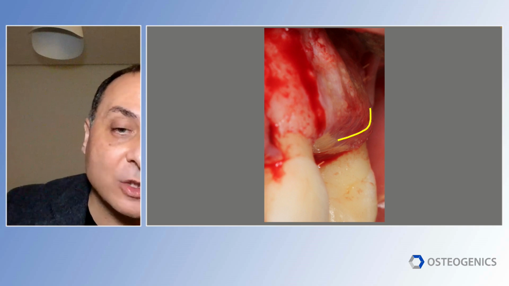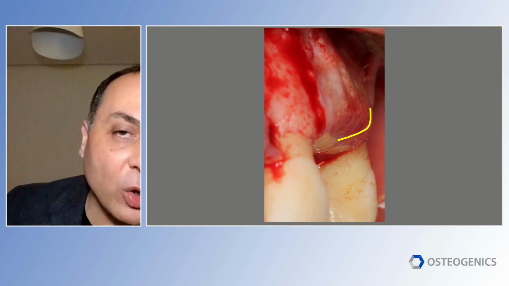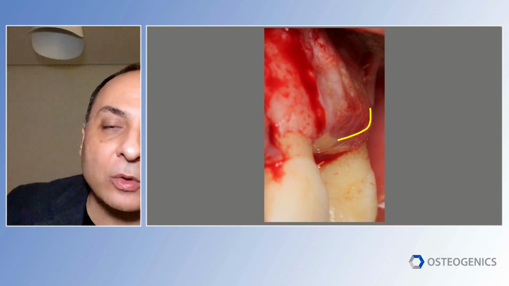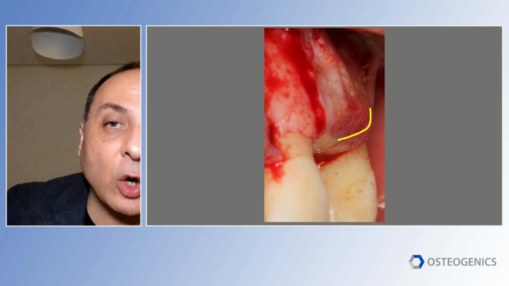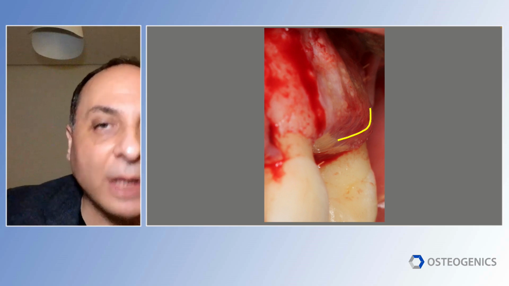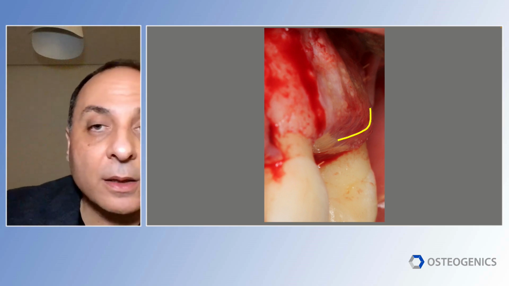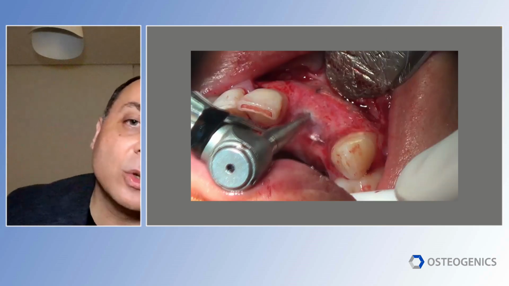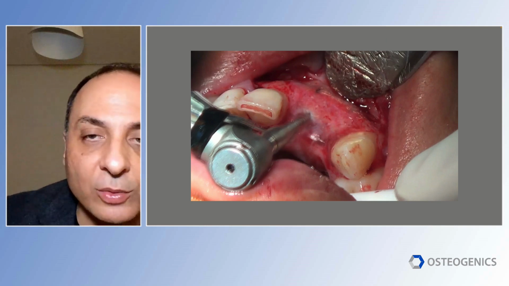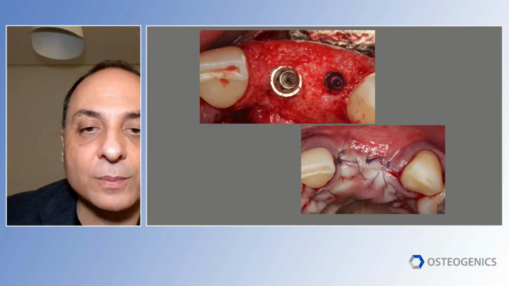Can you recreate this with a block graft? No. With the Khoury technique? Probably not. With a ridge split? No, you lose more. So the only way to have something predictable and to optimize your graft is to use a titanium reinforced membrane. And the good news is that you can use it without any autogenous bone. So it's even more practical.